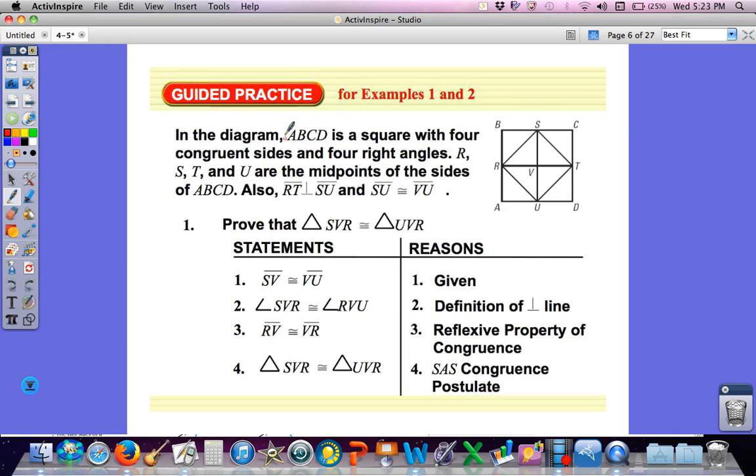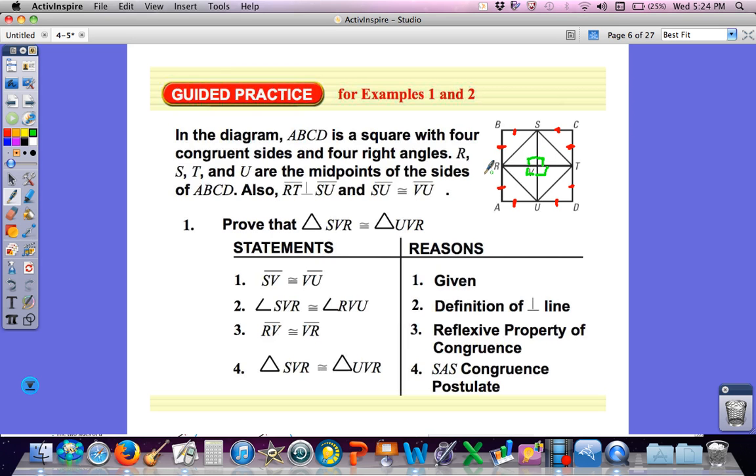Okay, so they tell me that ABCD is a square with 4 congruent sides. That makes sense. A square would have 4 congruent sides. R, S, T, and U are midpoints. So that means this and this are going to be congruent. This and this are going to be congruent. These are all going to be congruent. Okay? Also, RT is perpendicular to SU.